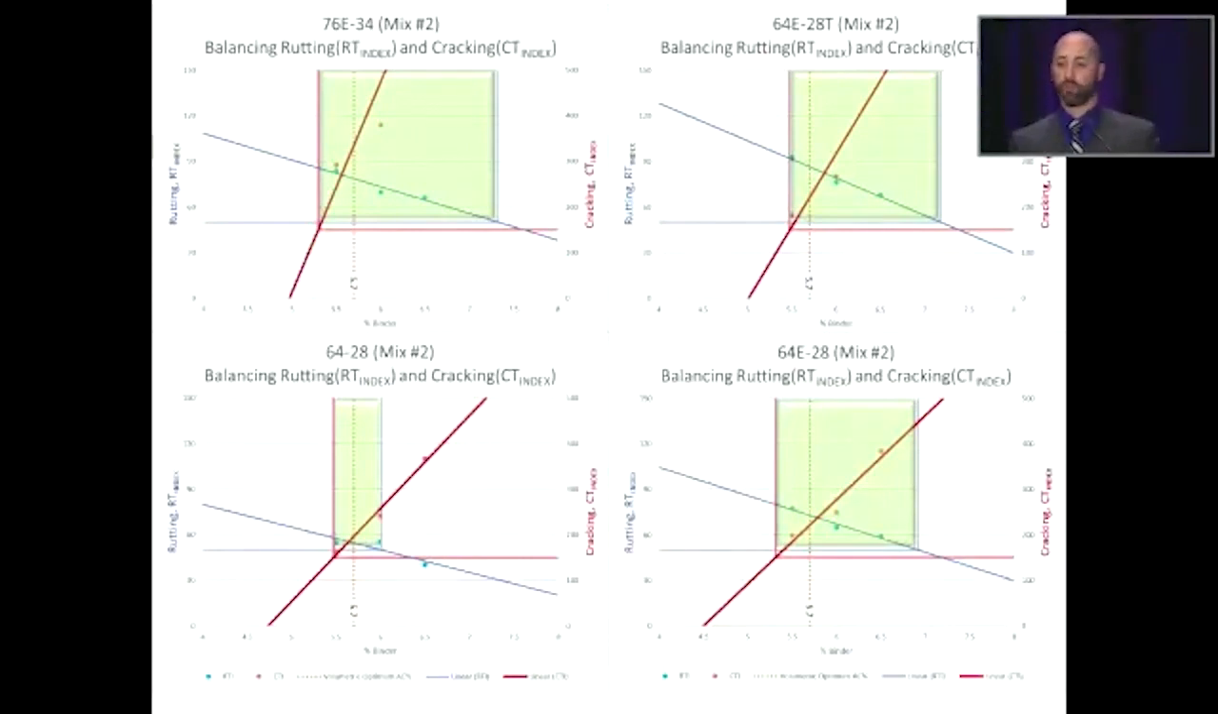As you increase the grade, you're able to get a much larger window. Some designs will have a very tight window, and that really limits you with production variability, as you're at risk of failing your performance criteria. So with some of those designs, you may need to increase your grade. This is just CT and RT.